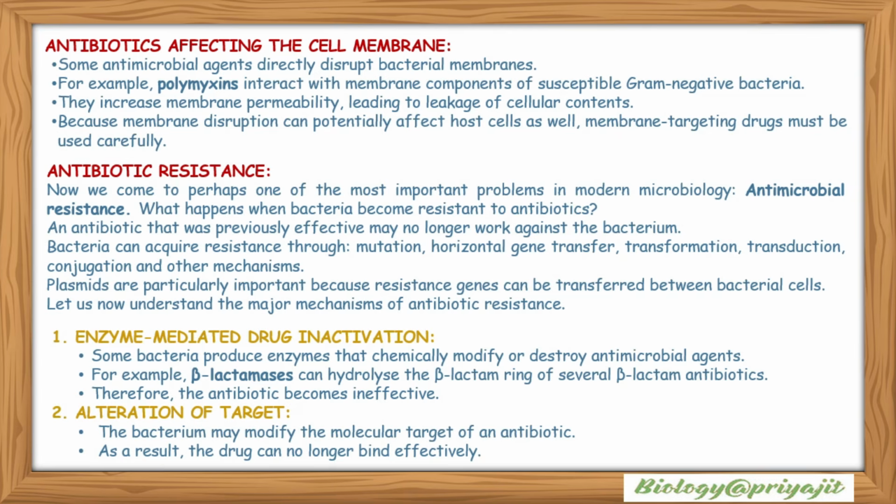Antibiotic resistance. An antibiotic that previously worked may no longer work against the bacteria. Bacteria can acquire resistance through mutation, horizontal gene transfer, transformation, transduction, conjugation and other mechanisms. Plasmids are particularly important because the resistance genes can be transferred between bacterial cells. So let us understand the major mechanisms of antibiotic resistance.